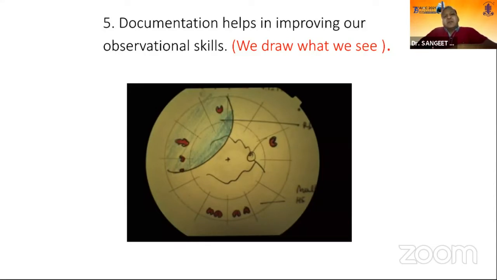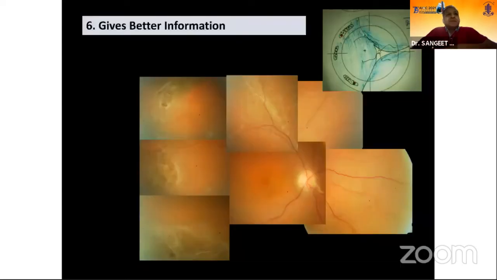As I told you, doing an indirect ophthalmoscopy in a clinic is a lot different than what you draw when you are properly making a fundus drawing. You see a lot more than what you see when you are examining the patient in the clinic. Again, it gives better information as compared to a fundus picture.